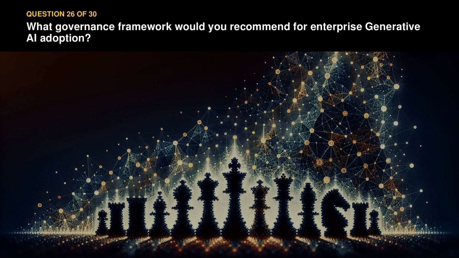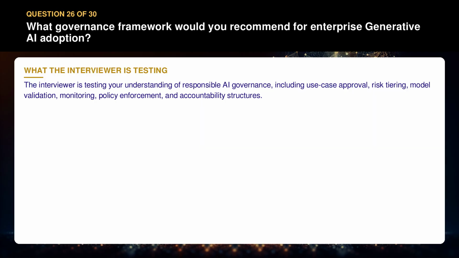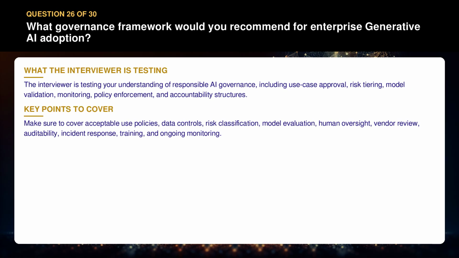Question 26. What governance framework would you recommend for enterprise generative AI adoption? The interviewer is testing your understanding of responsible AI governance, including use case approval, risk tiering, model validation, monitoring, policy enforcement, and accountability structures. Make sure to cover acceptable use policies, data controls, risk classification, model evaluation, human oversight, vendor review, auditability, incident response, training, and ongoing monitoring.